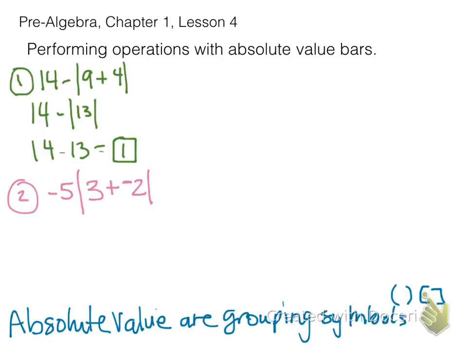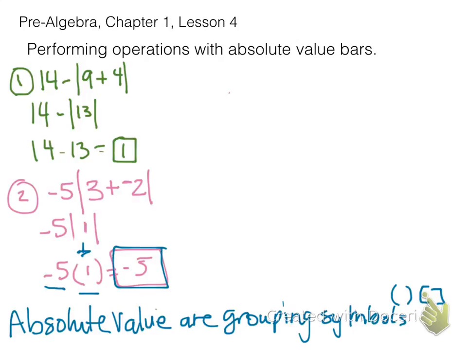All right, next problem. We have negative 5 multiplied, because remember, whenever you have a number right next to a grouping symbol, it implies multiplication. Okay, so we're going to simplify inside the absolute value because, again, it's like a grouping symbol, and we're following the order of operations. So 3 plus negative 2 is 1. The absolute value of 1 is 1. And negative 5 times 1 is negative 5.